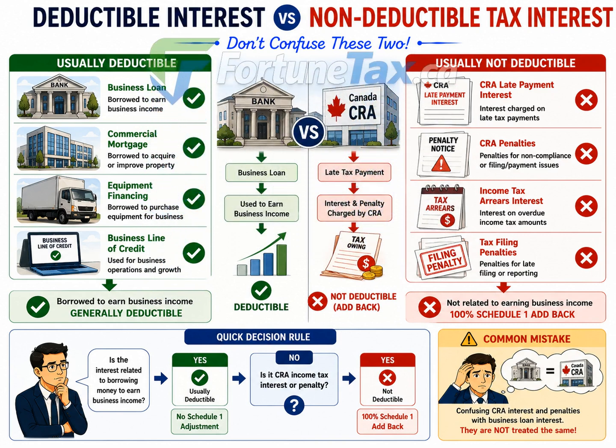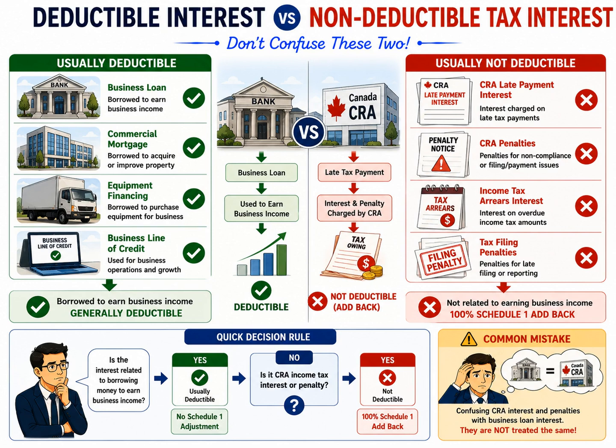If the corporation pays its income taxes late, the CRA may charge interest on the outstanding balance. The CRA may also assess penalties for late filing or failing to meet certain tax obligations. These charges are not incurred to earn business income. Instead, they arise because the corporation did not meet its tax obligations on time. As a result, interest and penalties related to income taxes are generally not deductible for income tax purposes. This distinction leads to two very different tax treatments.